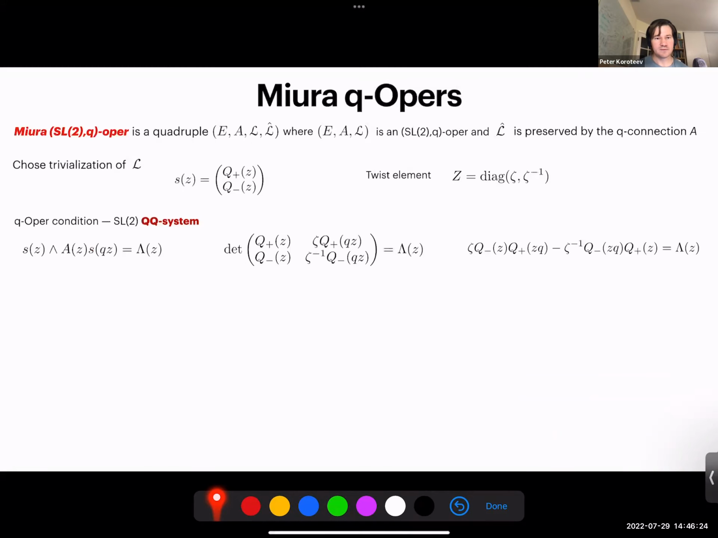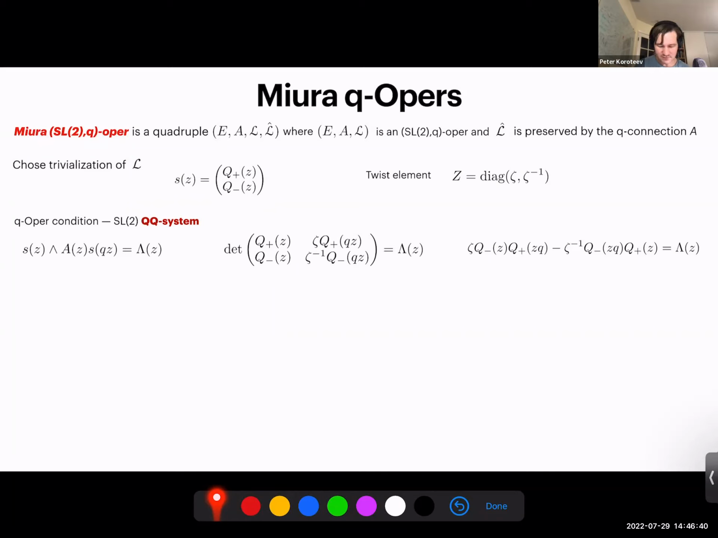Okay, so this is how... So let's write some explicit formulas, and then maybe people will recognize some equations that they saw before. But before we do so, we need yet one more ingredient, which is called Miura SL2 q-Oper.